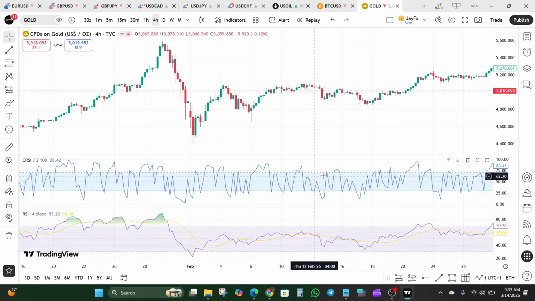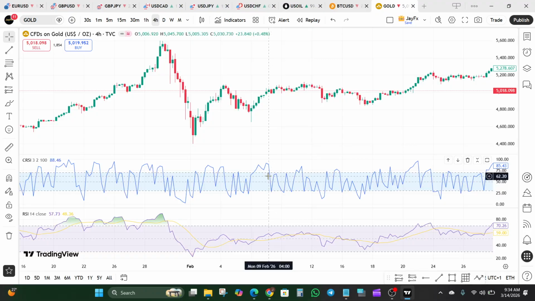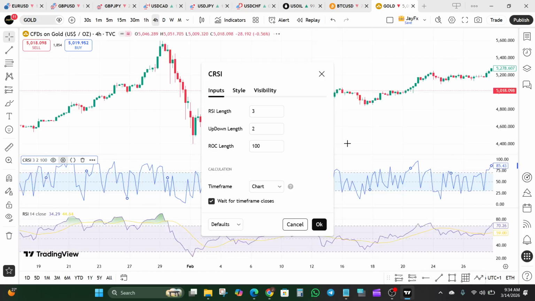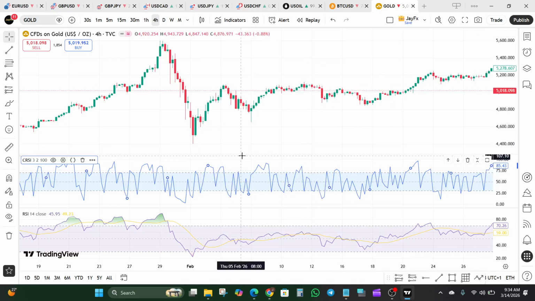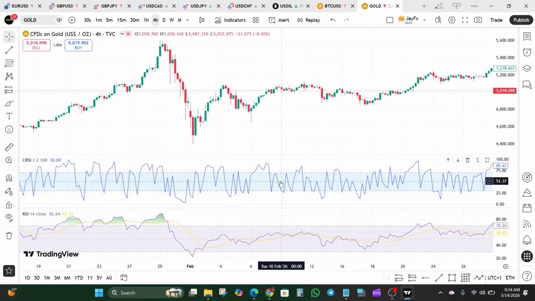Connors RSI takes this concept further by combining three different elements, which is a short-term RSI calculation, the length of consecutive up or down price movements, and a rate of change component, right? You can see these three, right? Now, this combination allows Connors RSI to capture short-term momentum changes in a more detailed way.